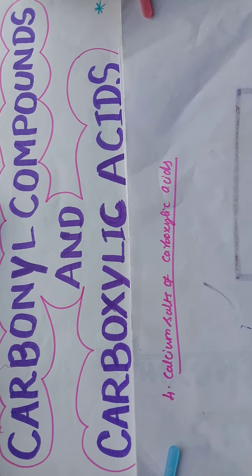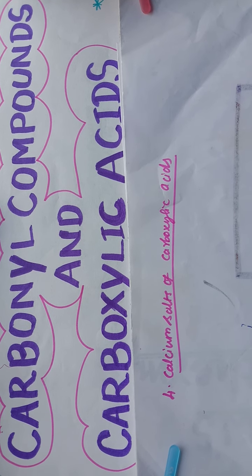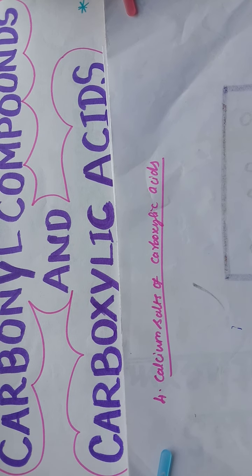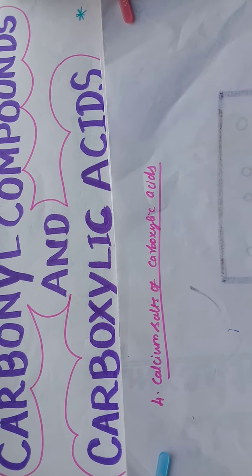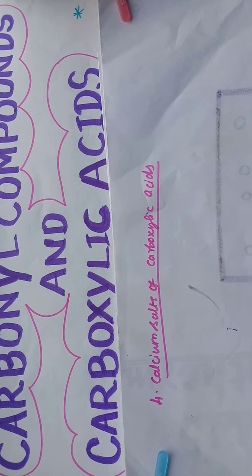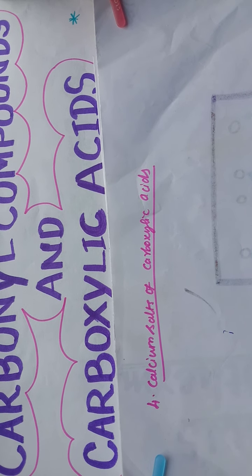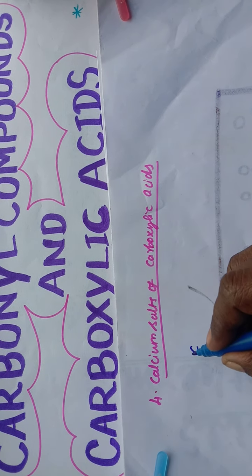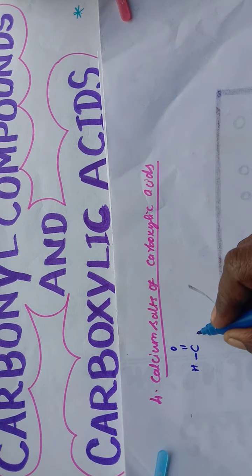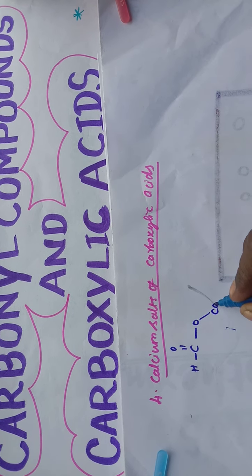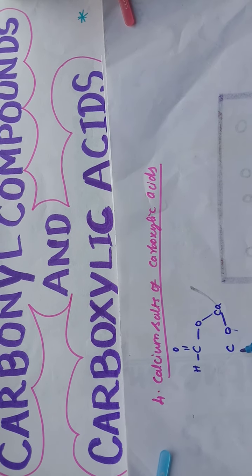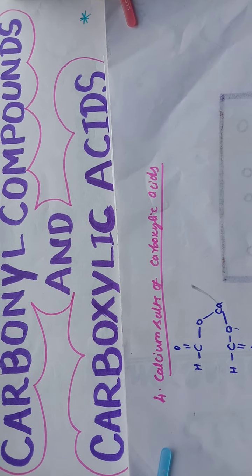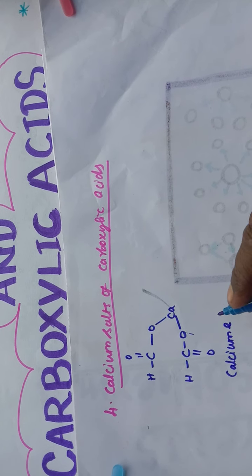Next method of preparation is from calcium salt of carboxylic acid. Aldehydes and ketones can be prepared by the dry distillation of calcium salt of carboxylic acid. For example, calcium methanoate, this is H C double bond O, this is calcium methanoate.